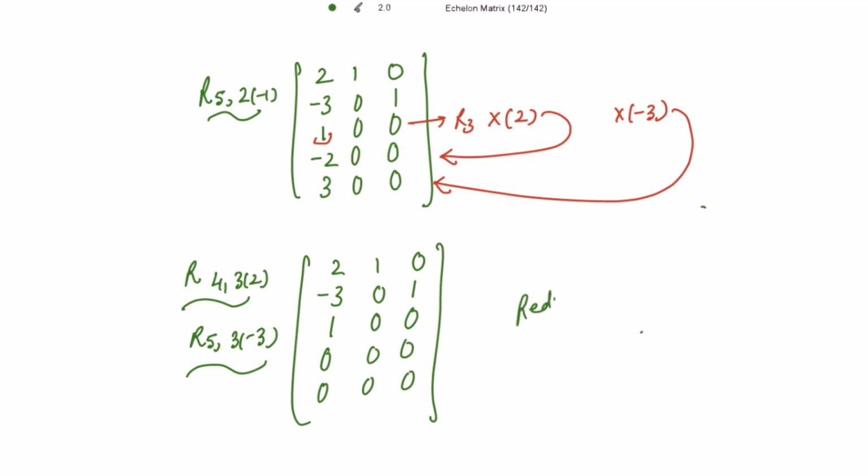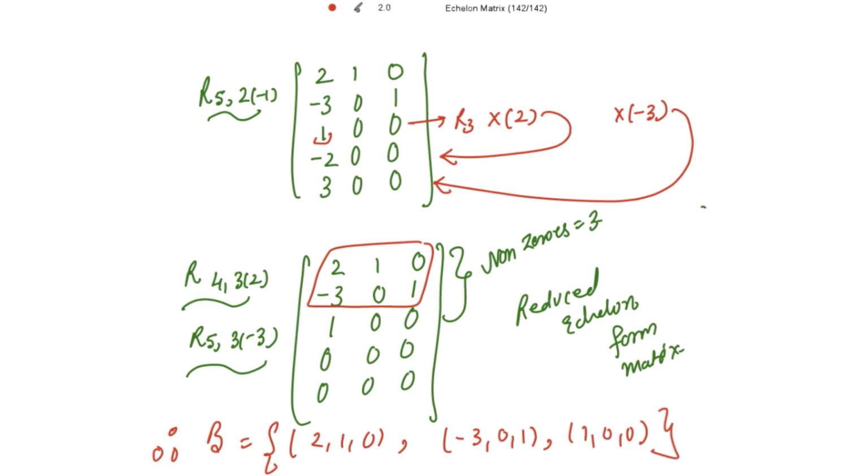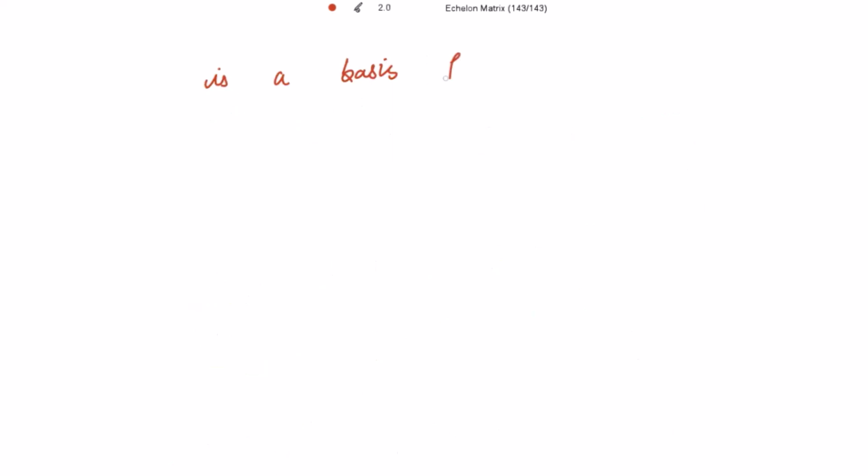So this is your reduced echelon form matrix, having the non-zero rows to be 3. And while applying the operations, we have also cared about these entries to be untouched, right? So now writing the bases from these non-zero rows. From the first row, we are getting 2, 1, 0. And then we are having second element to be minus 3, 0, 1. And then 1, 0, 0. So we are getting these three elements in the basis as the basis for R3, which is an extension of the basis of W, right?